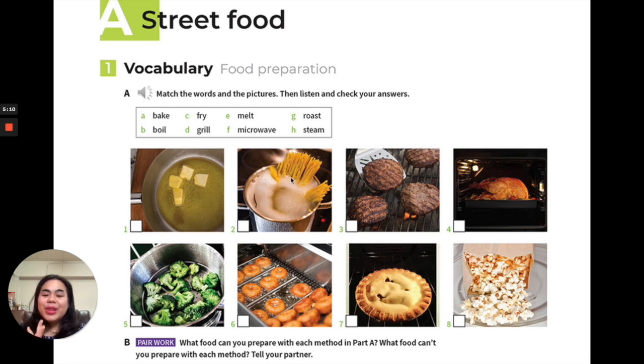See? With this one, you need to cook the spaghetti by boiling it first. See? Boil the spaghetti so that the spaghetti is cooked and you can eat it. What about number 3? Ooh, kind of familiar. It's actually a hamburger, right? How do you cook a hamburger?